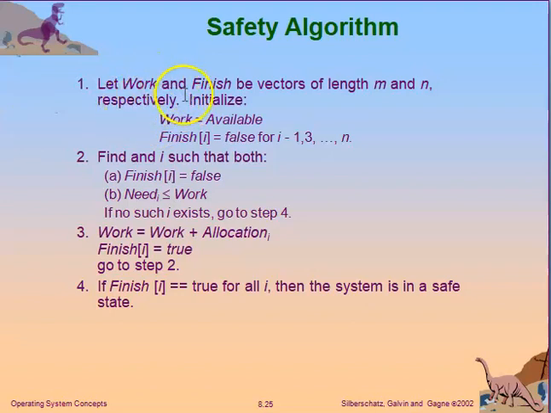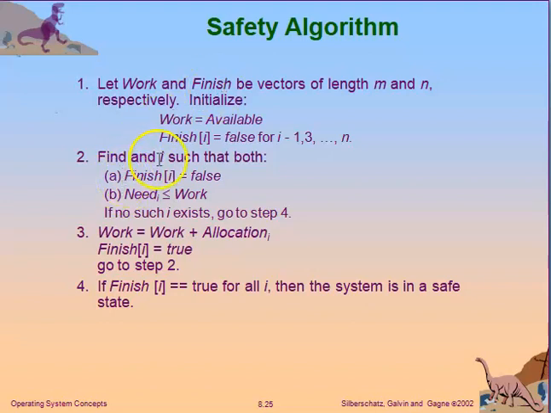Now the safety algorithm says there are two vectors, work and finish. Work is the total available resources in the system and finish is a Boolean vector. If it contains false, that means that particular process, if finish of 0 is false, that means the 0th process is not complete. And if finish of 0 is true, that means this process is already included in the safety sequence and therefore we don't need to worry about this process anymore.